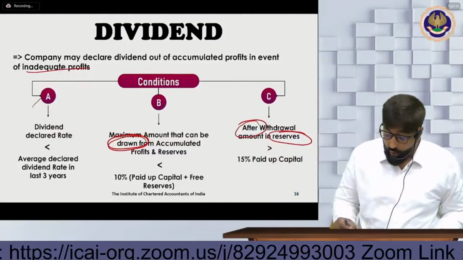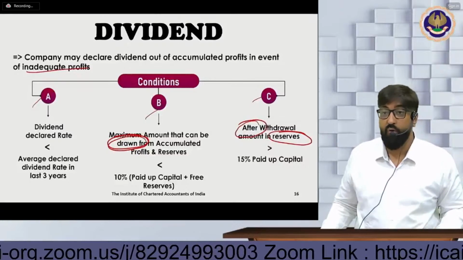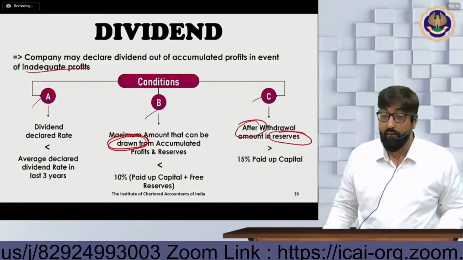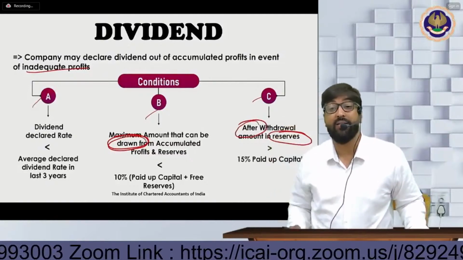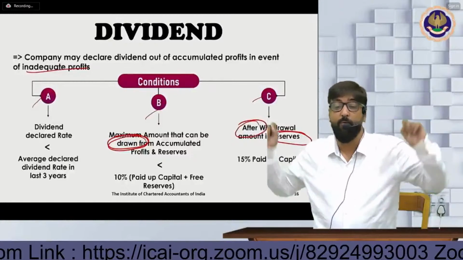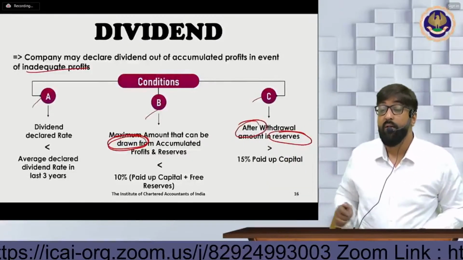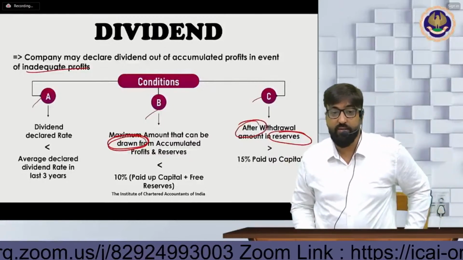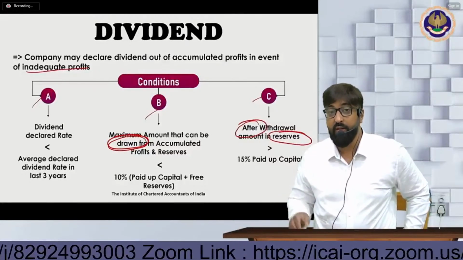Out of these three conditions, whichever is lower, that is the dividend rate or amount you can use out of your past year profit. All these three conditions must be fulfilled, and whichever gives the lower amount, you can use from your past year profits. Got the concept? Try to recall these three conditions because you have to write these three conditions in the exam.